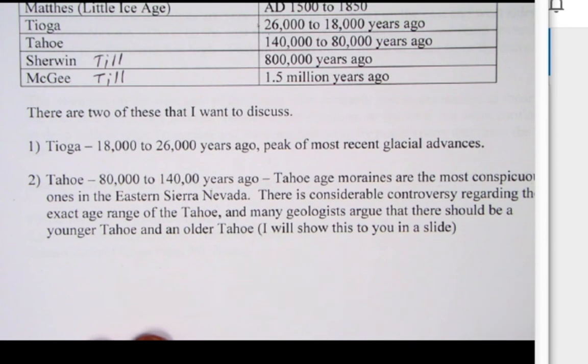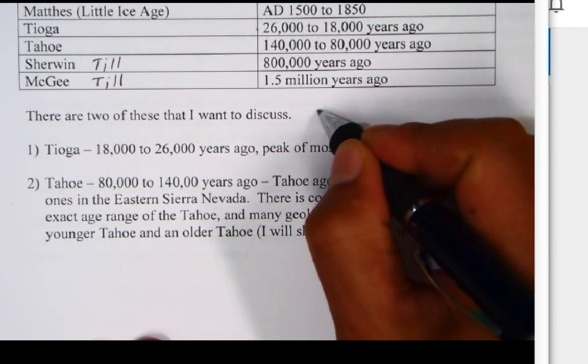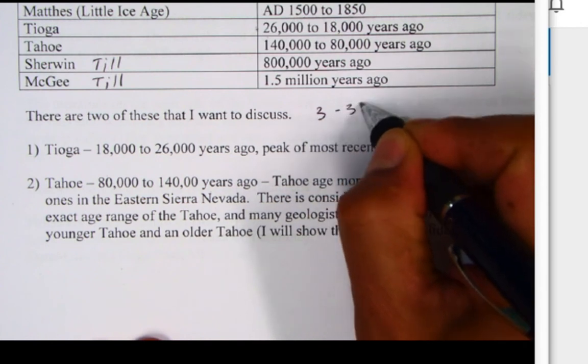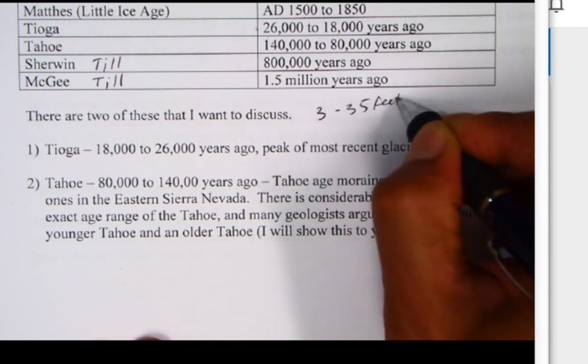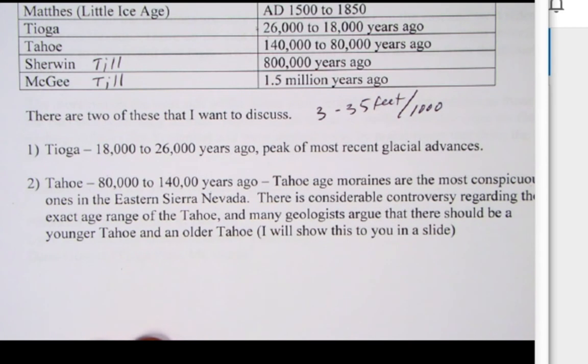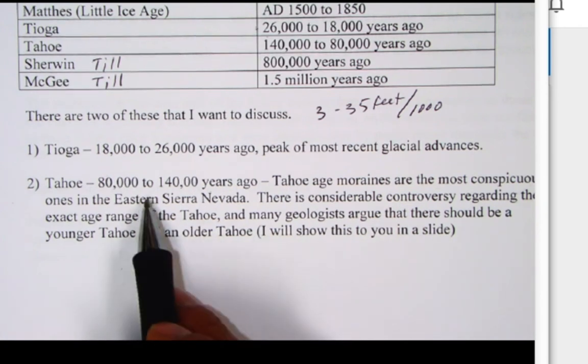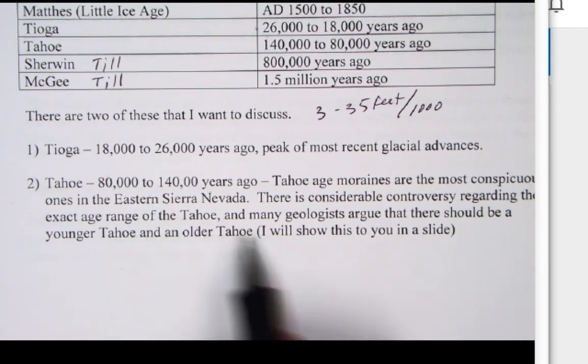In fact, in the Glasner and Stock textbook, they say that glaciers erode anywhere from 3 to 35 feet per 1,000 years. So every 1,000 years, they're eroding anywhere from 3 to 35 feet into the bedrock, carving out the valleys, making those wide Yosemite-like valleys, right? Those U-shaped valleys. So longer period, more debris, larger moraine.